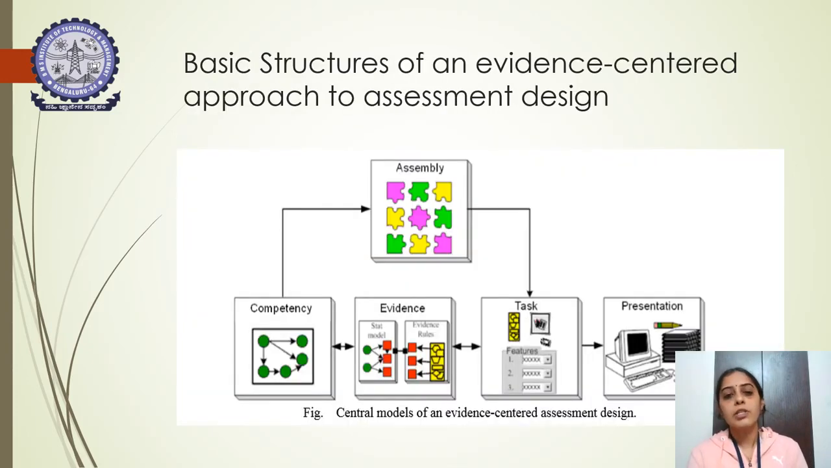So this is a basic structure for an assessment design. Mainly you can see it has 4 to 5 components. One is the competency part, the evidence, the task, the presentation, and finally the assembly. How do all these components operate? This is just showing the central models of an evidence-centered assessment design.